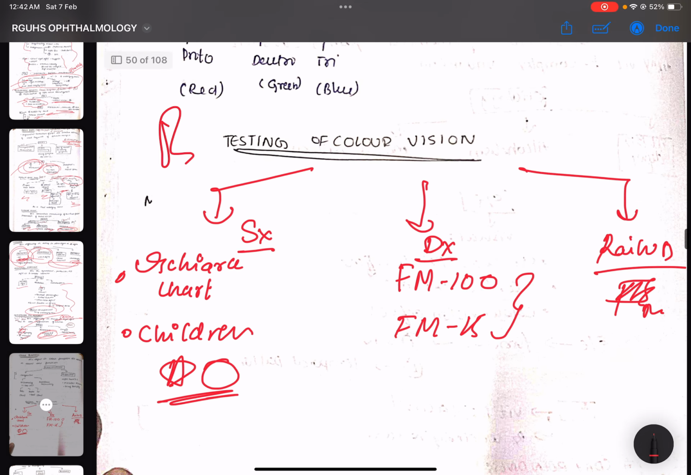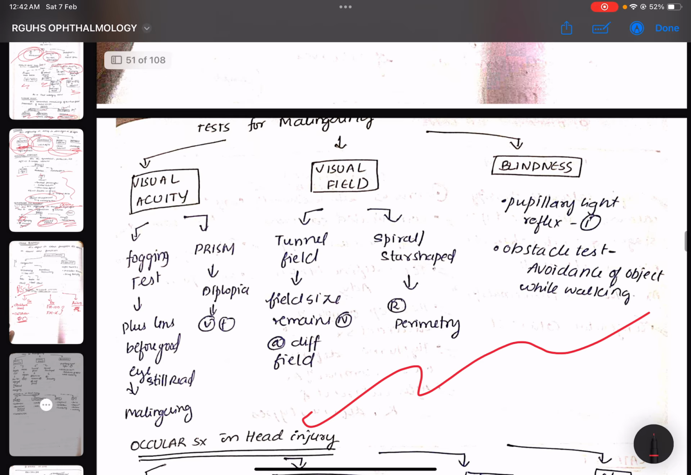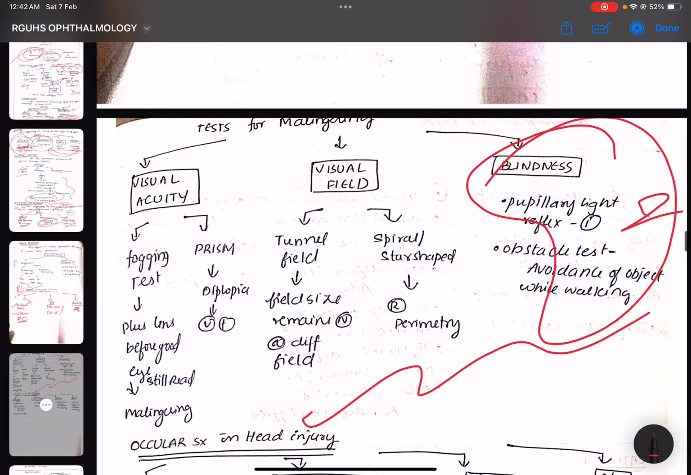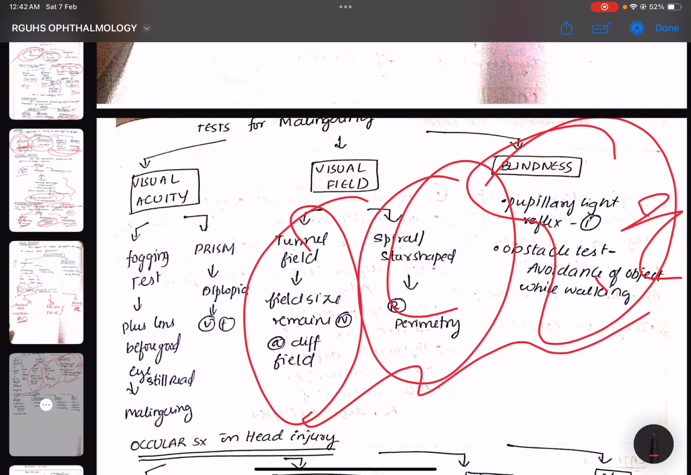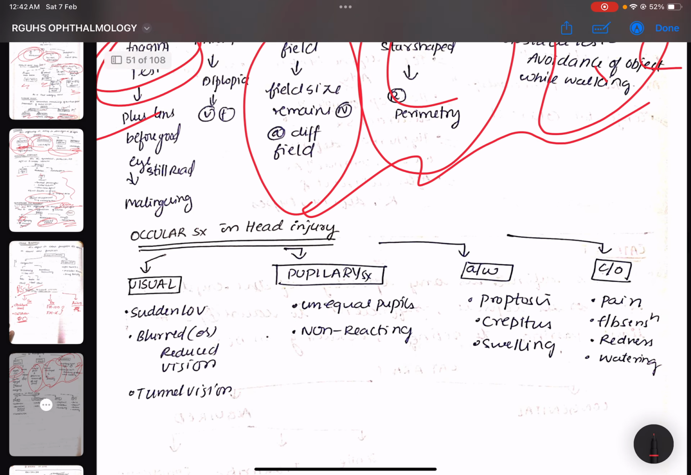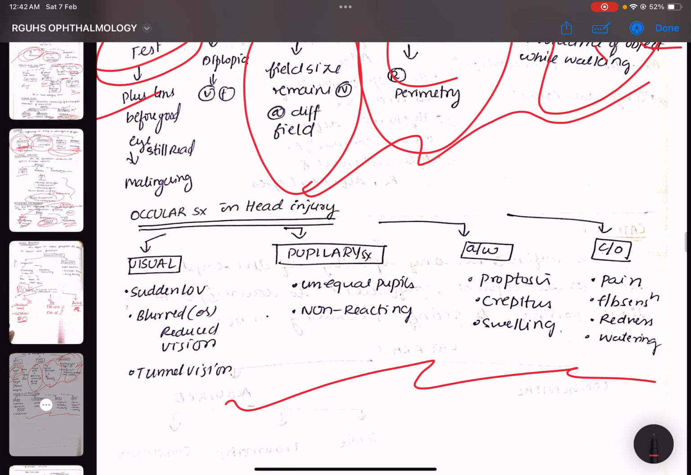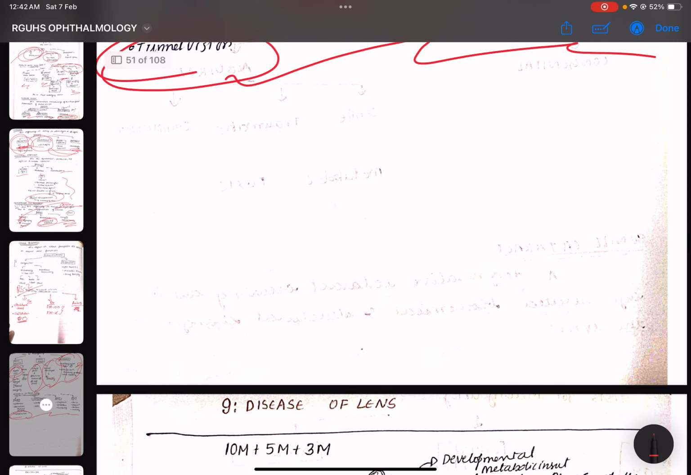And it's a typical type of question for 3 marker. Again, these are the tests for malingering. Obviously when you see them you can identify, but basically if they are malingering you will understand by the following tests itself. Okay. Now these are the ocular signs also in head injury. Basically I have to write about these things.